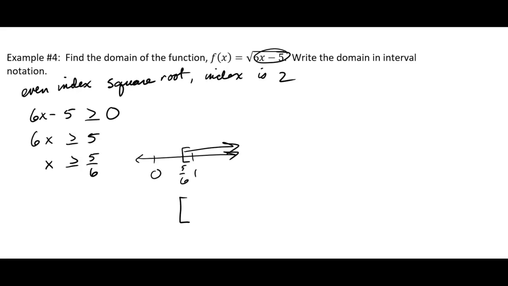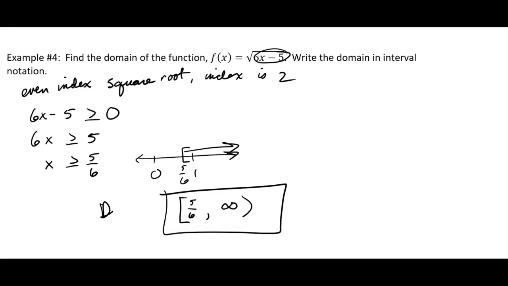So here comes the interval notation, square bracket, because we're going to include the 5 over 6. It can equal it, to infinity, parenthesis. This would be the domain. It's the numbers that you can use in the function. Okay? That's it.